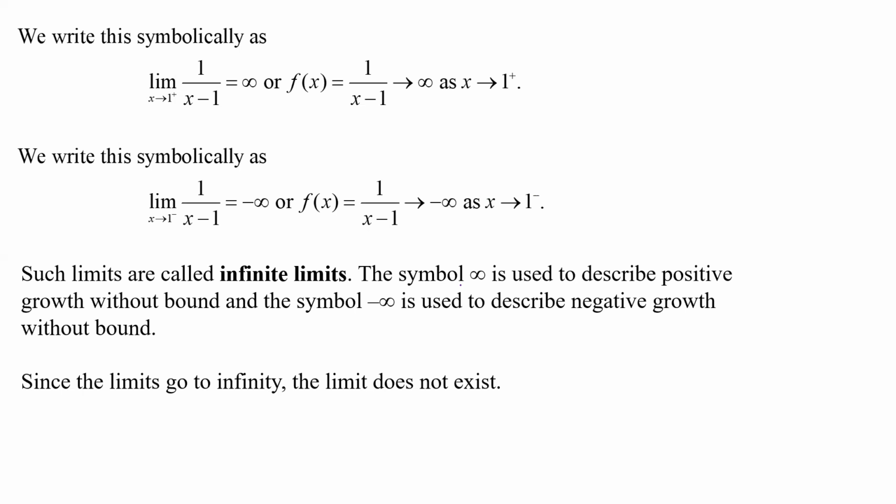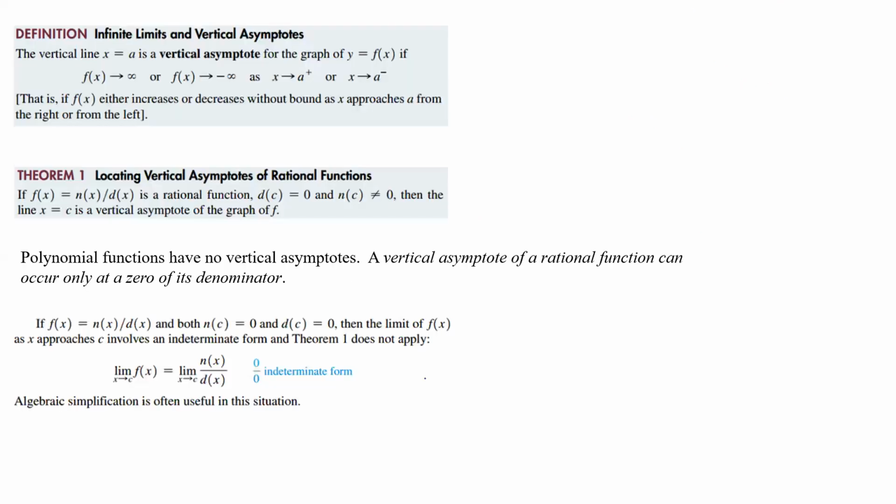Now, such limits are called infinite limits. Now, the symbol infinity is used to describe positive growth without bound, and the symbol negative infinity is used to describe negative growth without bound. And hence, we saw that one was going down without bound, and the other one was going up without bound. Okay. Now, since the limits go to infinity, the limit actually does not exist.